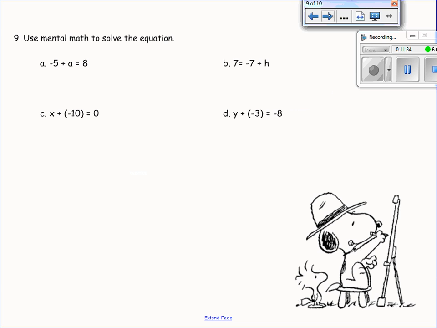Now, in these examples, we're asked to use mental math in A, B, C, and D. In example A, something plus -5 is going to equal 8. So in your head, think of a number line, if that's helpful. And you're going to start at -5. And how are you going to end up on 8? So think about the units that you went through. If you were at -5, how many units did you move to get to 8?